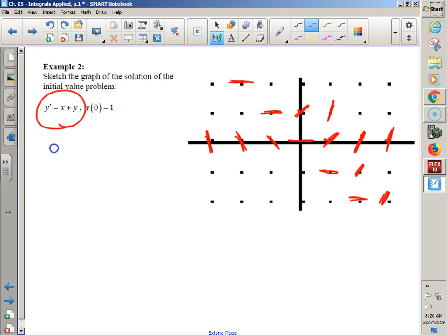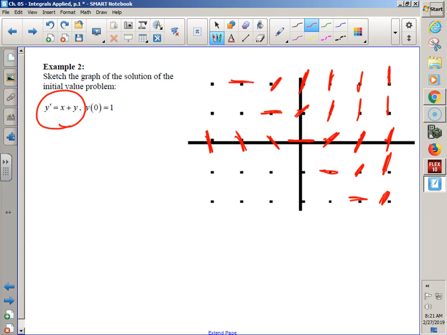Sweet, up 1 over 1. Up 2 over 2. Up 3 over 3. If you notice, this one's going to be up 4. And then it starts to get harder and harder to see the difference.